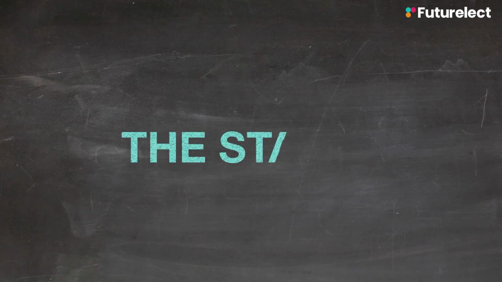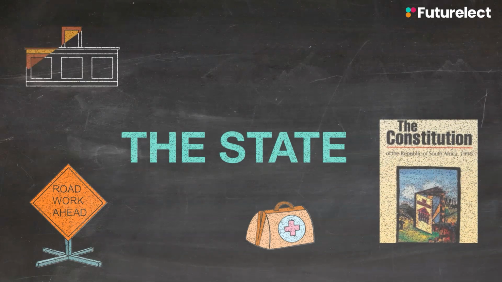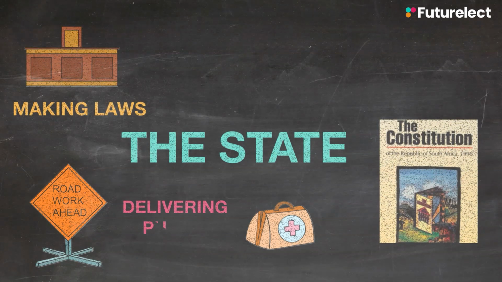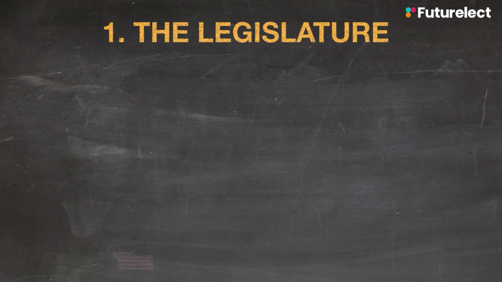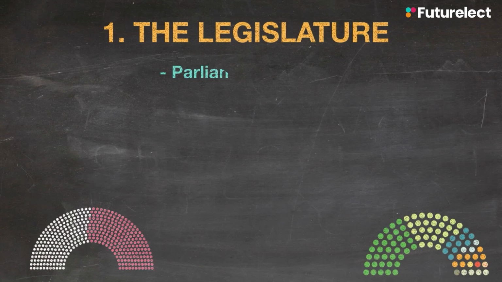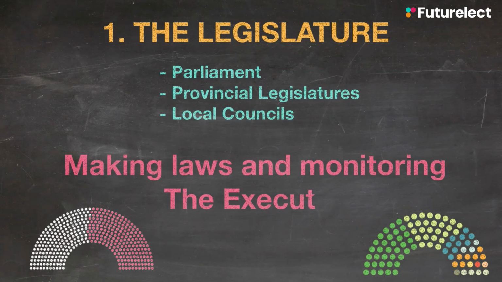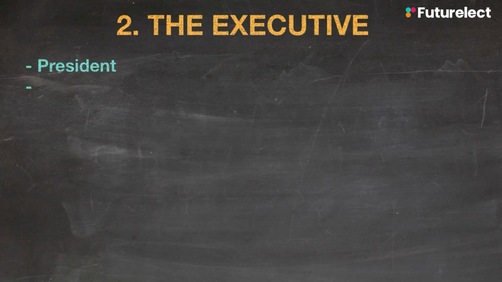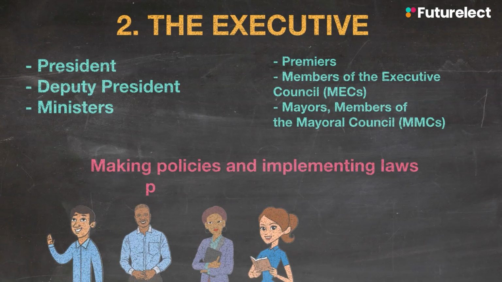The state represents the institutional framework of government, the actual mechanism responsible for making laws, delivering public services, and upholding the Constitution. In South Africa, the state falls under 3 organs. That is the legislature, which includes Parliament, provincial legislatures, and local councils. They are responsible for making laws and for monitoring the executive. The executive, which includes the president, deputy president, and ministers. They are responsible for making policies and implementing laws passed by the legislature.